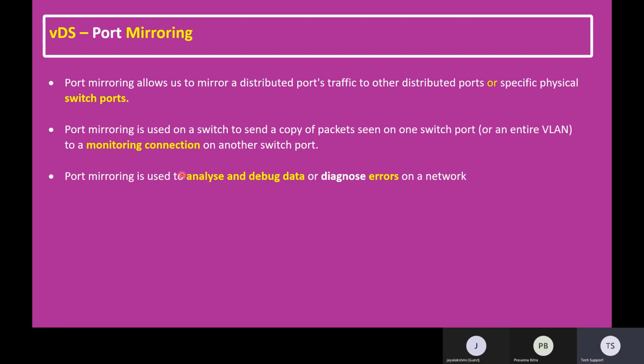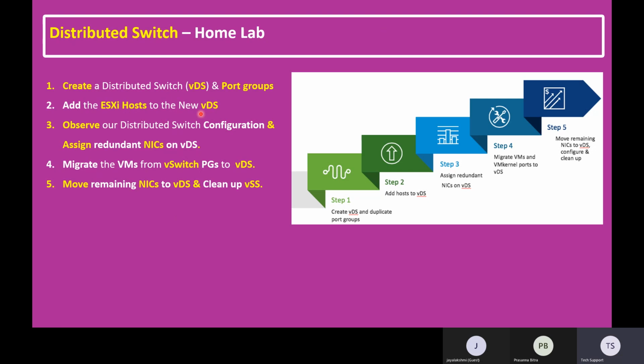Okay, so I hope you understand the DV switch concept. Now we're going to start the DV switch lab. Within the DV switch lab, we have five steps. The first one is to create a distributed vSwitch. When we create a distributed switch, by default we get one default port group, and later you can create multiple port groups. That is our step one.